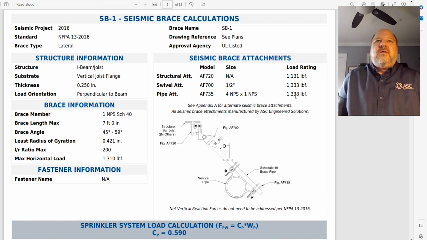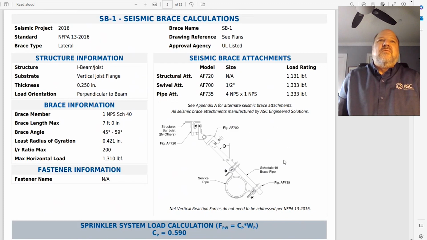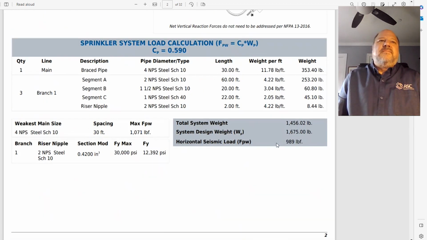So all these components up here have to have a capacity greater than 980 pounds. That's the performance-based system that NFPA requires us to do. Our brace capacity and all of its components exceed the load that we placed upon it. A couple other checks that NFPA requires us to do. One of them is for your main, to make sure that it's not overstressed in between the braces. NFPA says for Schedule 10 pipe, 4-inch, spaced 30 foot, the maximum allowed load on a 4-inch is 1,071 pounds, which is less than the 980. So we're good.